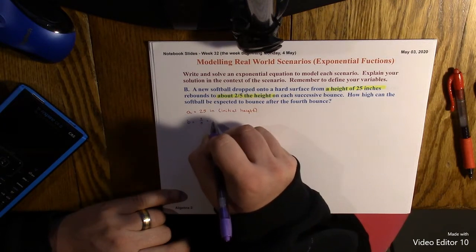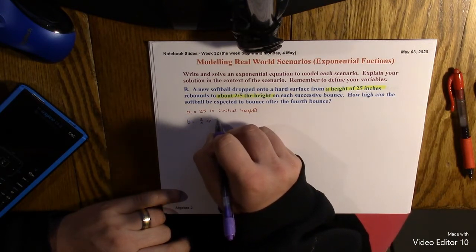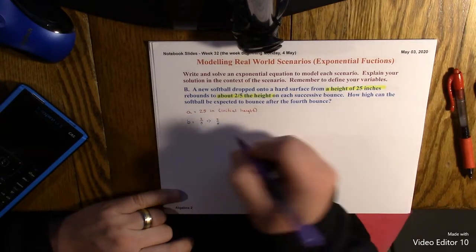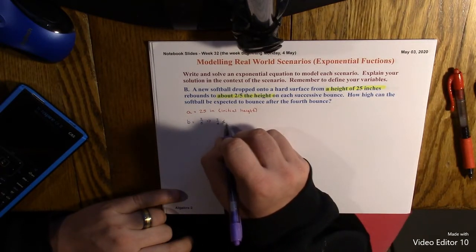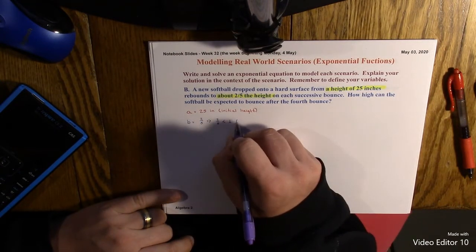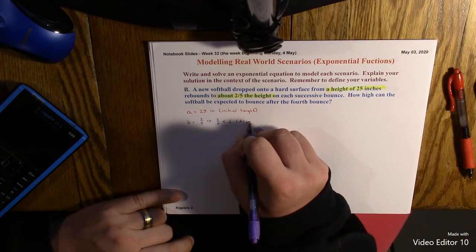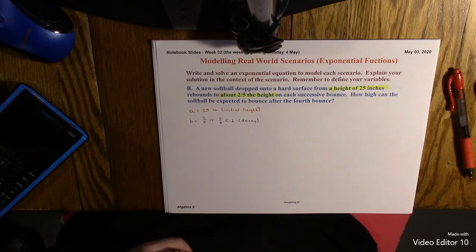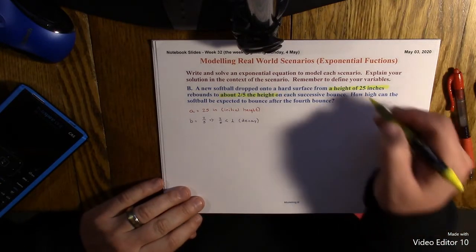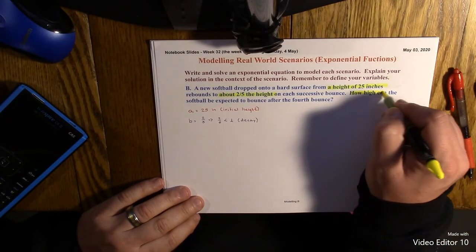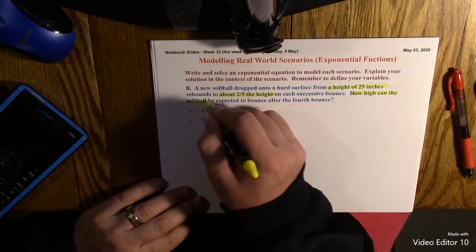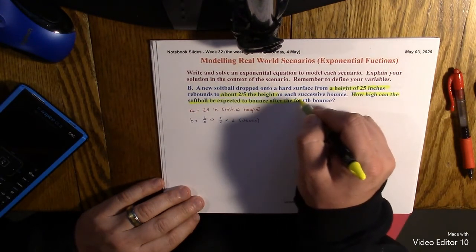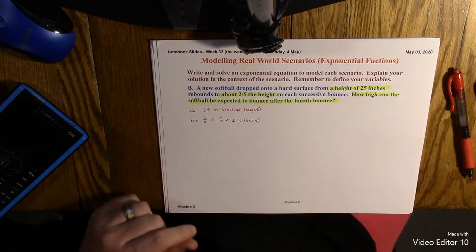2/5, I would hope we understand, is less than 1, which creates a decay model. Okay, so now brings us to our question. How high can the softball be expected to bounce after the 4th bounce?